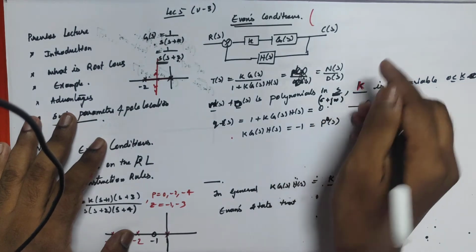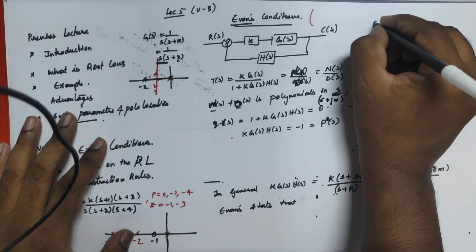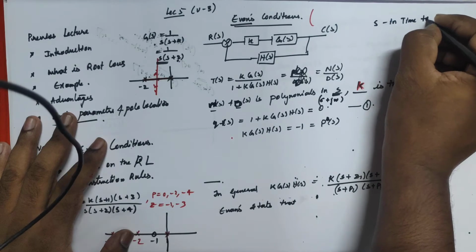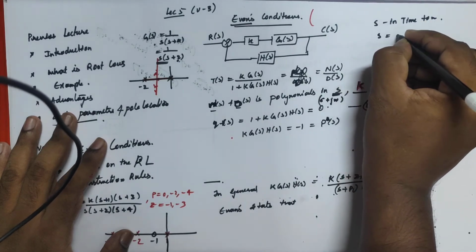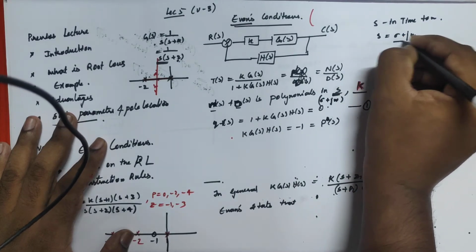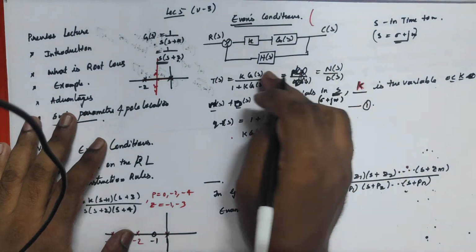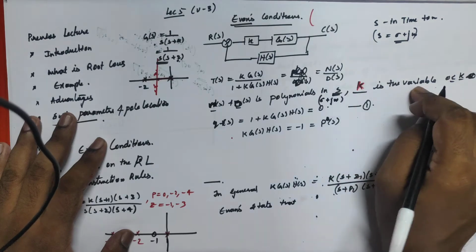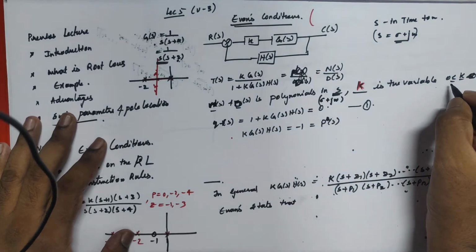One thing I want to say: wherever you see s in the time domain, s means a real and imaginary axis. The s plus is a complex one. So the entire numerator and denominator are in the complex plane, where k is a variable. K varies from 0 to infinity.